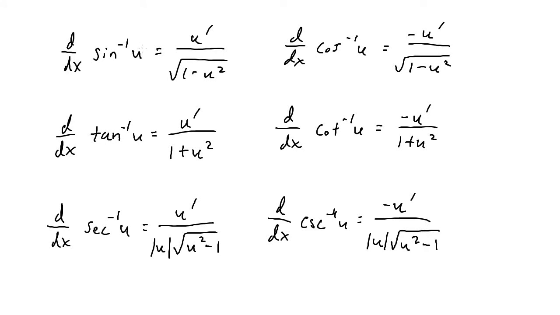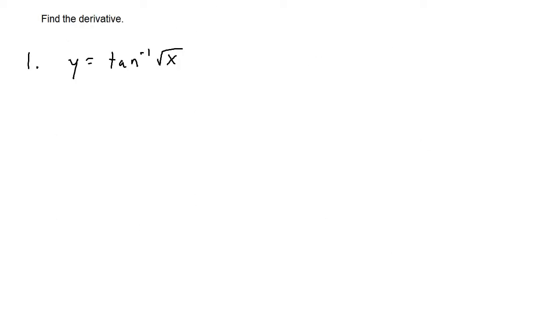Now keep in mind the inside function u can be anything. It could be x, it could be 4x to the 7th plus 3, but whatever it is, you can use these general formulas to evaluate the derivative. So for these next set of problems, let's go ahead and find the derivative. So for number 1, we have y equals inverse tangent of the square root of x.